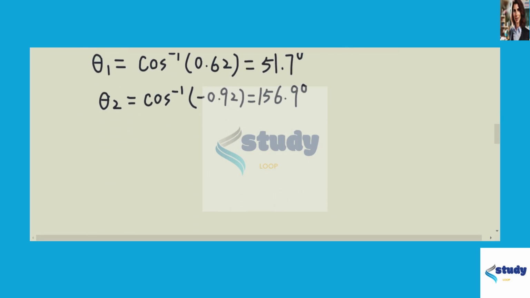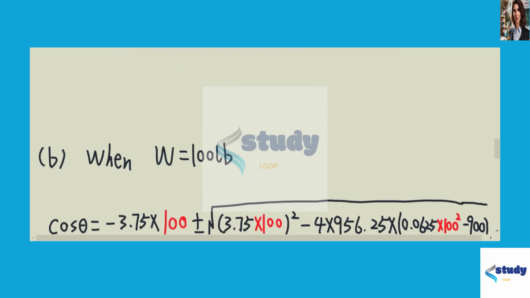Since we know angle theta is less than 90 degrees, the only plausible solution in this case is theta 1, because only theta 1 is less than 90 degrees. Therefore the angle should be equal to theta 1, which is 51.7 degrees.